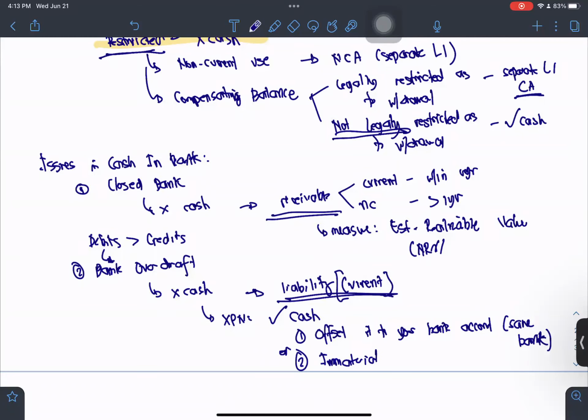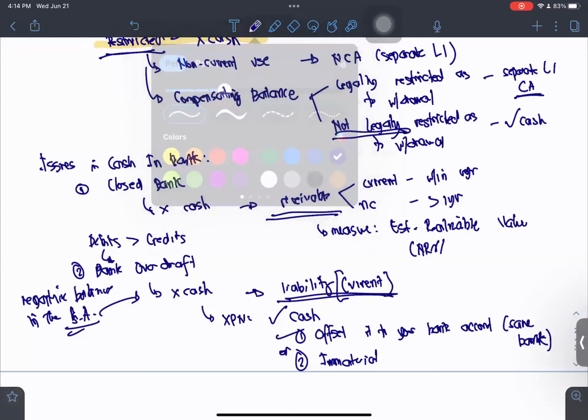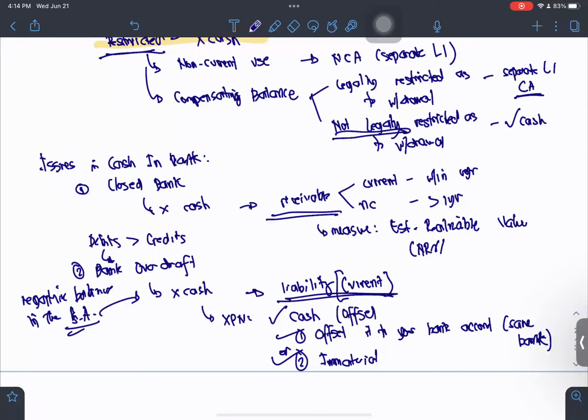Okay. So on our second issue in your bank overdraft, if there is a negative balance in the bank account, how do we treat it? We treat it as not part of your cash. So we treat it as a liability. It will be part of your current liability. However, if either of these two applies, if you can offset it to your bank account within the same bank, or the amount is immaterial, then you can remove it as part of your cash. Okay? So it means that you can offset it.